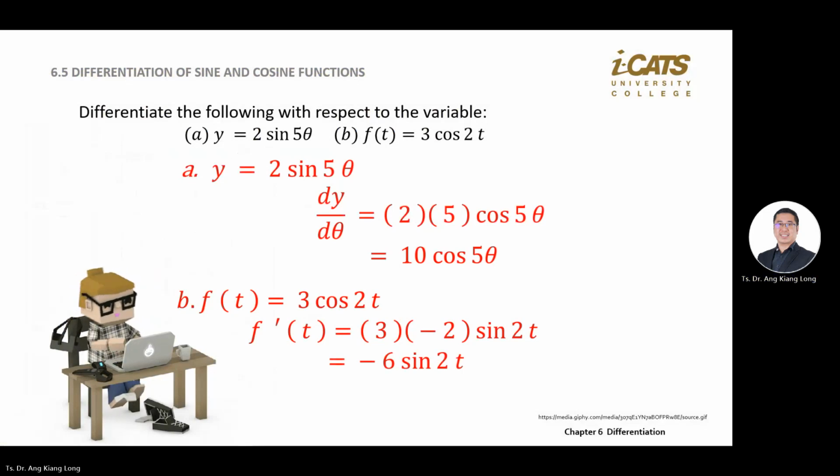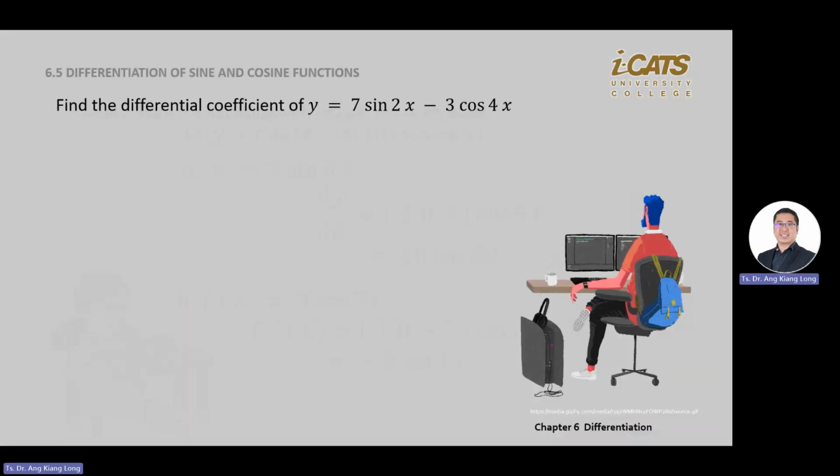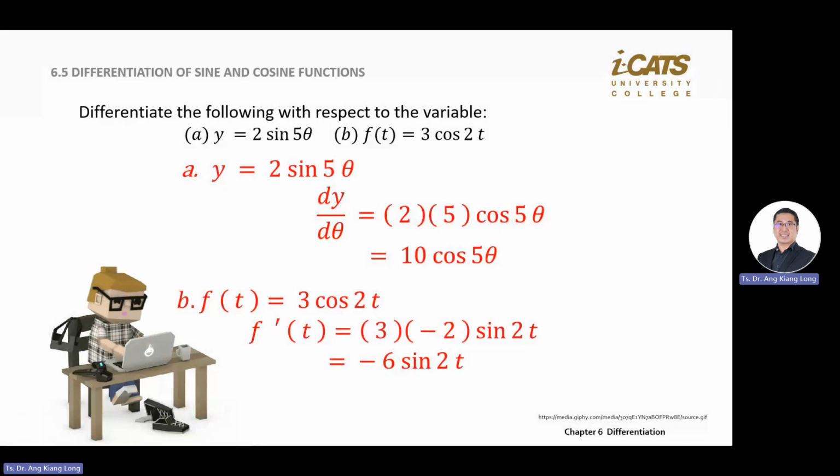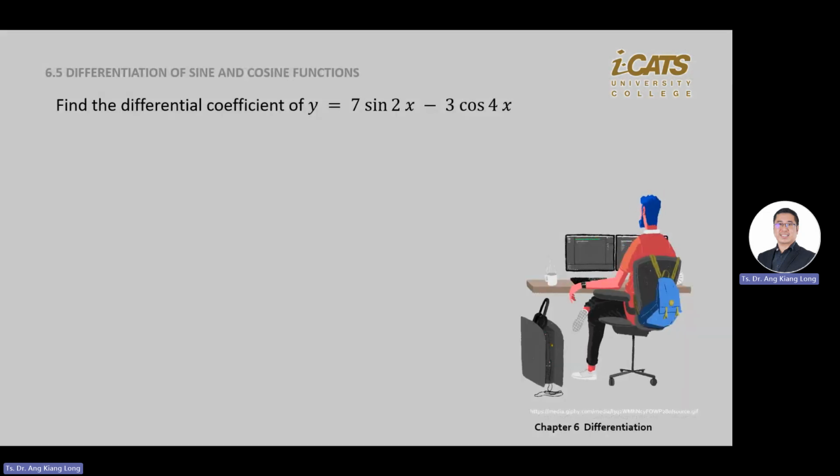Now, if the question gives you y equal to something, don't write f comma. If the question gives you y, you need to write dy d theta. If the question gives you an f function, you answer in f comma. Okay, follow the format. Okay, so this one is more towards the test standard, where there's a combination of sine and cos.